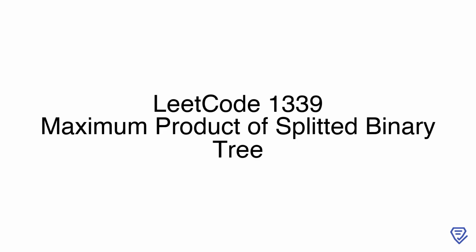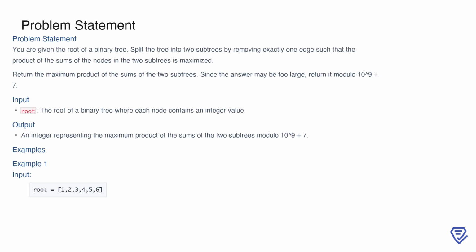Let's dive in. In this problem, you are given the root of a binary tree, and your task is to split the tree into two subtrees by removing exactly one edge. The goal is to maximize the product of the sums of the nodes in these two resulting subtrees.